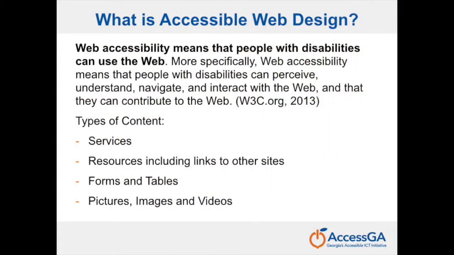All right, so what is accessible web design anyway? What does that mean? It means that people with disabilities can use the web, and there are four verbs that are very important here. One, that they can perceive it, meaning that you can see it, you can hear it. Two, you can understand it. It's up there, you can see it, you can hear it, but does this make any sense?